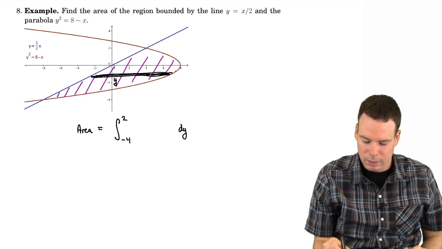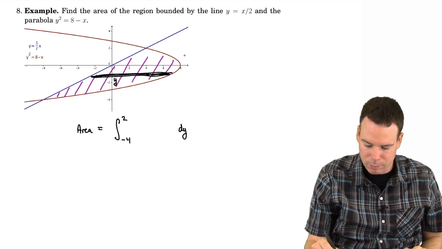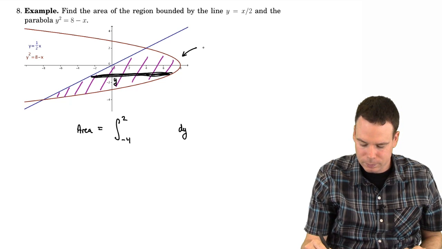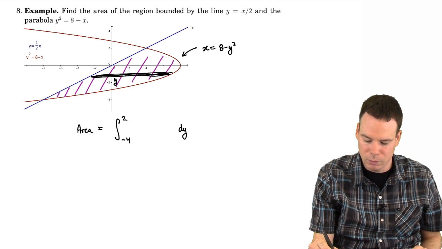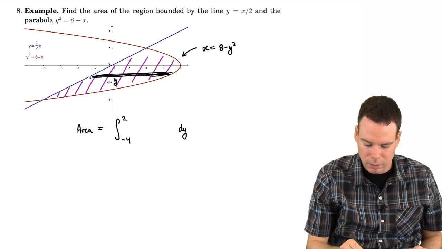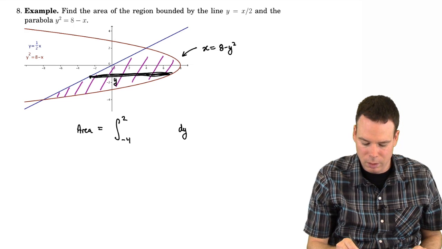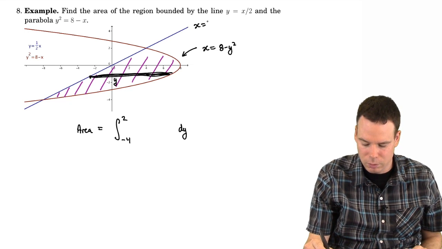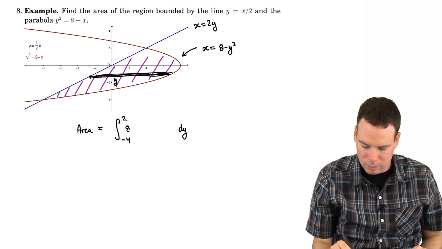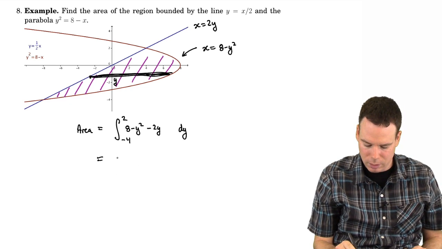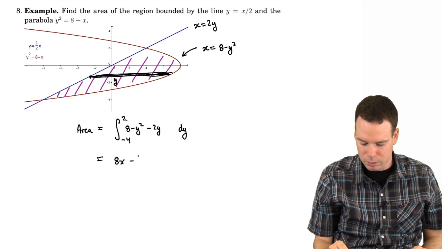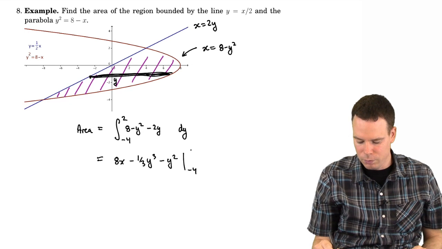What is our length of our line segment here? Well, it's the points on the red curve, which are given by x equals 8 minus y squared, minus the corresponding x value for a point on the blue curve, which is x equals 2y. So this is 8 minus y squared minus 2y, and that's what we're going to integrate. So actually I can anti-differentiate it now. It's 8y minus 1/3 y cubed minus y squared from -4 to 2.